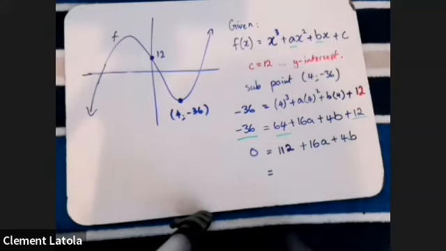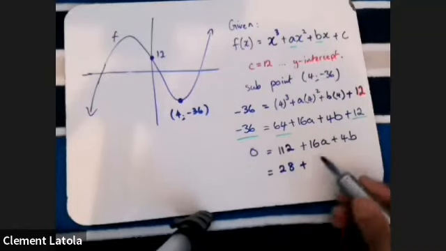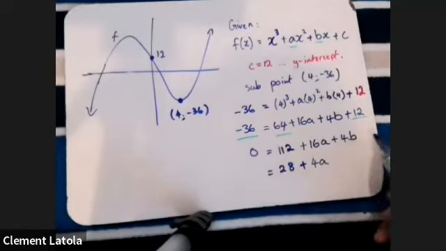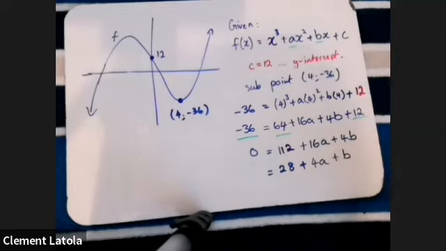112 divided by 4 is 28. 16 divided by 4 is 4a. And 4 divided by 4 is 1, so this is just 1b.